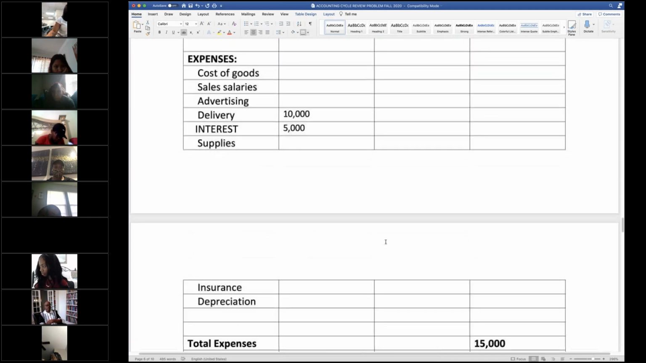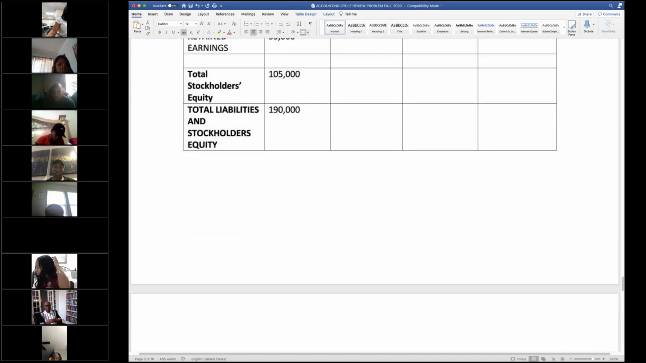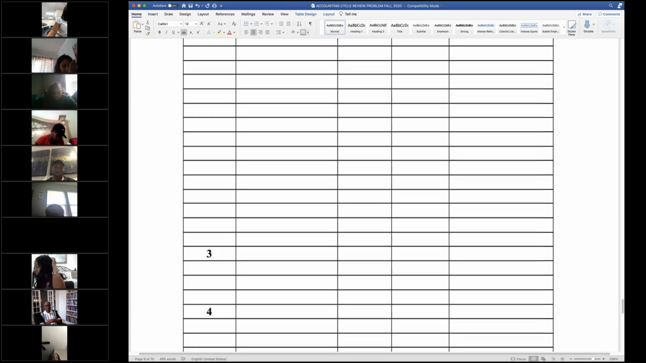Now I'm going to make closing entry 3 for you. And closing entry 3, since we have revenue, we're going to debit the income summary. And we're going to credit retained earnings.